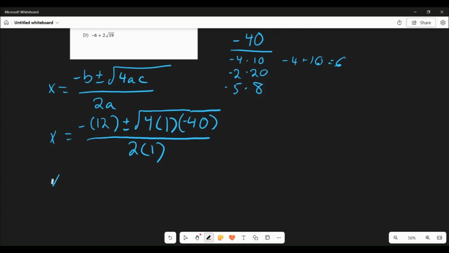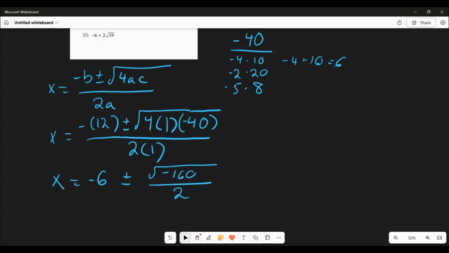So then we're going to have x minus 12 divided by 2. That is going to be minus 6. And then we're going to have plus or minus this term, right? We're going to have 4 times 1, which is 4. So then 4 times minus 40 is going to be minus 160, right? So we have minus 160 over 2.